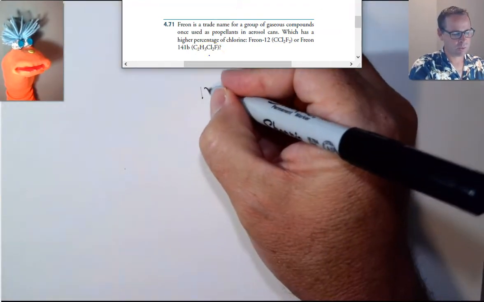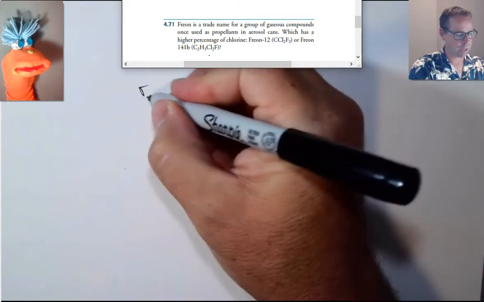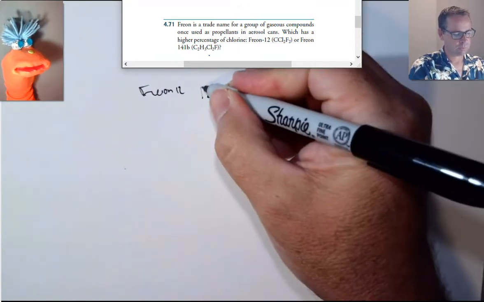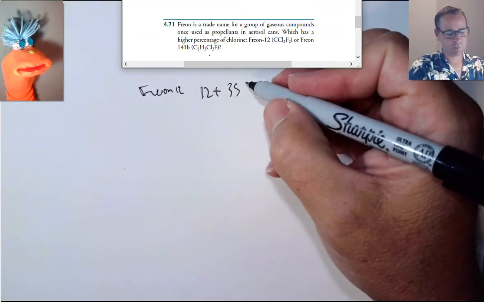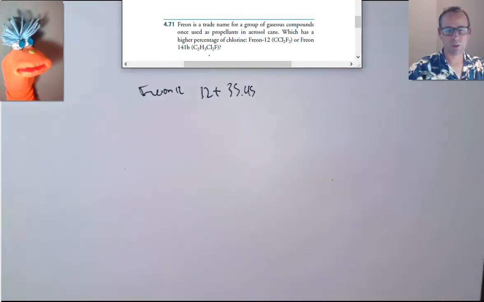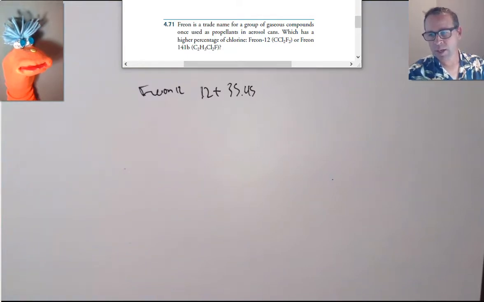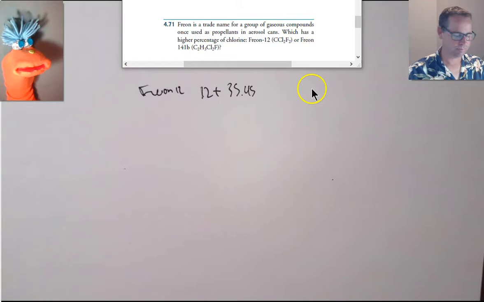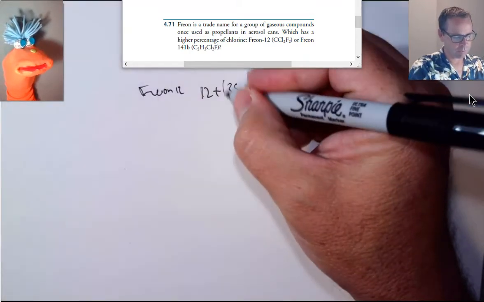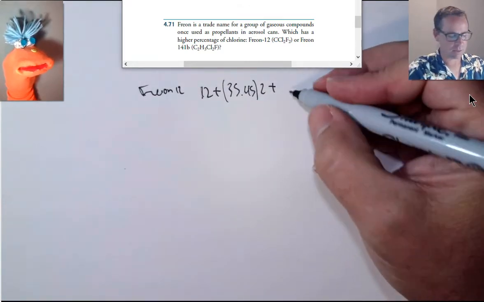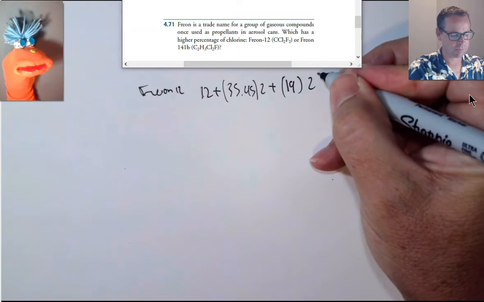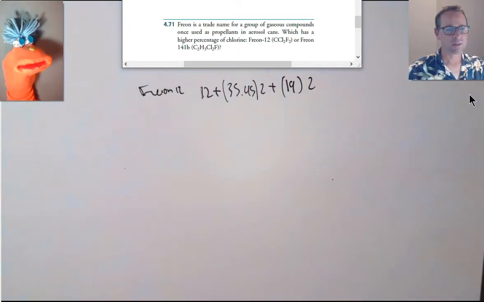Carbon on the first one, so that's 12 for Freon 12. We're looking at the molar mass for Freon 12. 12 plus 35. We'll do 35 for chlorine. It's 35.45, I think. That's a critical one to make sure you get the right number because there's a half there. So 35.45, but that's times 2 because there are 2 chlorines. And the fluorine is 19, and that's also times 2. All right, so that's the molar mass of Freon 12.